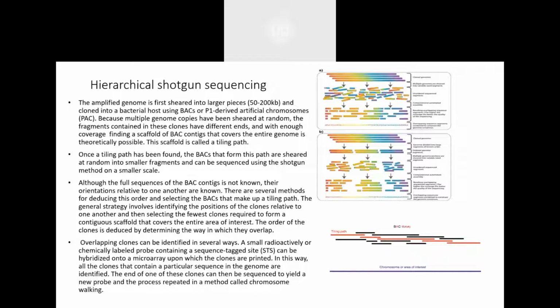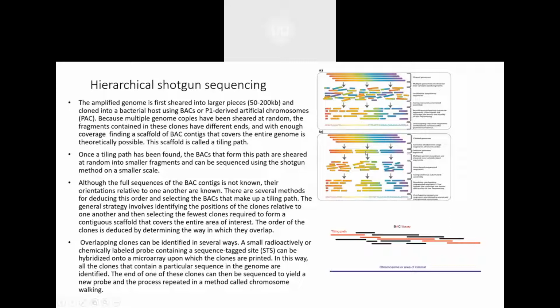Now we are coming to hierarchical shotgun sequencing. So the amplified genome is first sheared into larger pieces, 50 to 200 kb, and then it is cloned into a bacterial host using BACs or P1-derived artificial chromosomes, PAC. Because multiple genome copies have been sheared at random, the fragments contained in these clones will have different reads, and with enough coverage, finding a scaffold of BAC contigs that cover the entire genome is theoretically possible. This scaffold is called a tiling path.